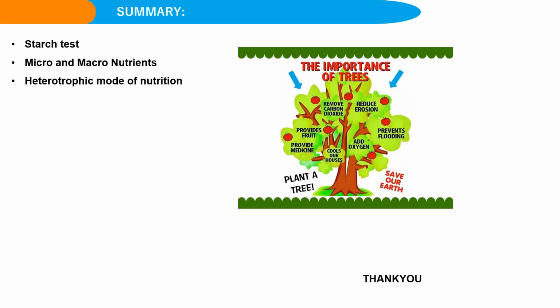Let's all make our environment green by planting more and more trees, so that we will never worry about oxygen and food. Plants provide us oxygen and food, which are very, very essential for our survival. Without those two we cannot survive. So those are provided by plants to us. So what we have to do? We have to plant more trees to make our environment better.